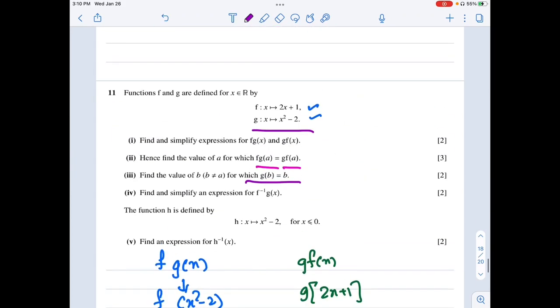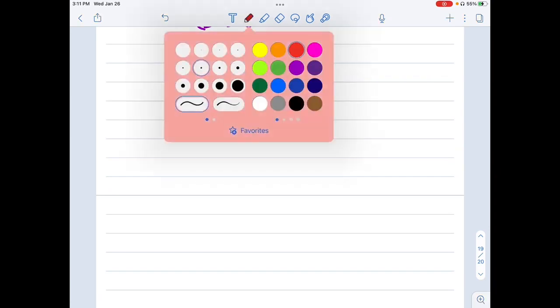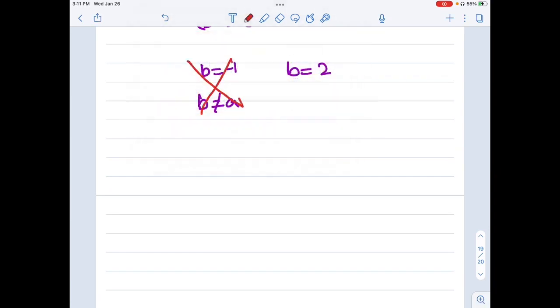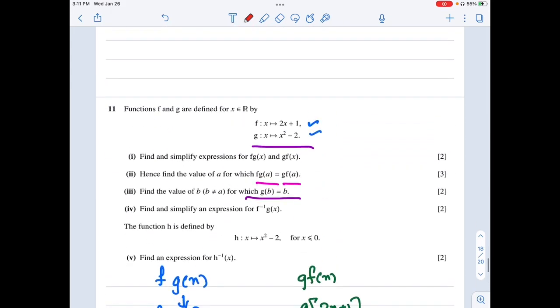What is he asking? Find the value of b. So b cannot be negative 1 because he says that it should not be equal to a. Therefore I am neglecting this answer, so b = 2. Then the last part, maybe the fourth part? The fourth part is not the last part. Still we have a fifth: find and simplify the expression f inverse of g(x).